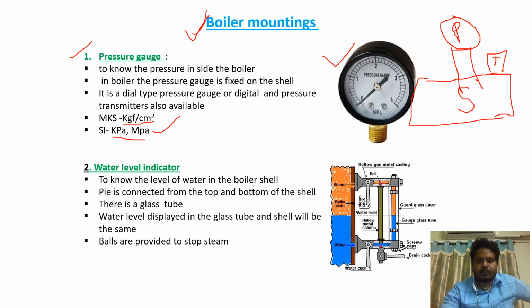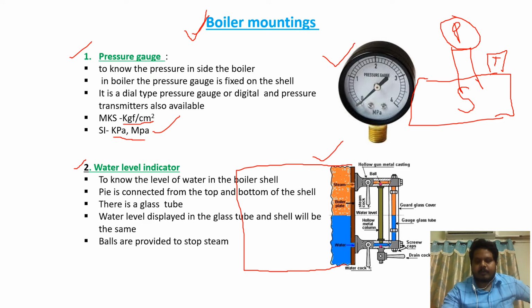Now let us move to the water level indicator. The water level indicator is used to know the level of the water inside the boiler shell. As you can see in this figure, this is the shell.